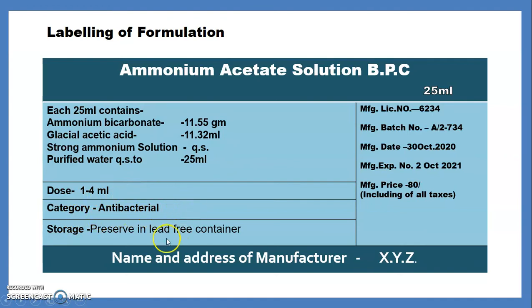Category is antibacterial. Storage: it should be preserved in a lead-free container because it reacts with lead and forms lead acetate. Then in the next part we write the manufacturing license number, manufacturing batch number, manufacturing date, then expiry date of our product, and maximum retail price. And at the bottom of our label we should mention the name and address of the manufacturer. The label should not be much bigger than our bottle. It should be rightly fitted to our bottle.